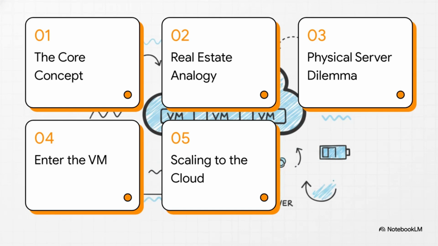Okay, so here's our roadmap for today. 1. The core concept of efficiency. 2. The real estate analogy. 3. The physical server dilemma. 4. Enter the virtual machine. And finally, 5. Scaling to the cloud.